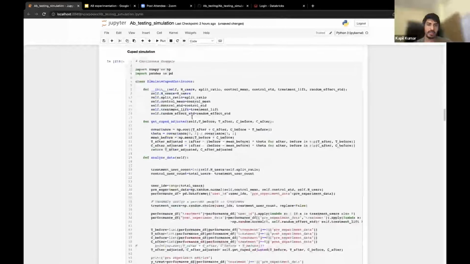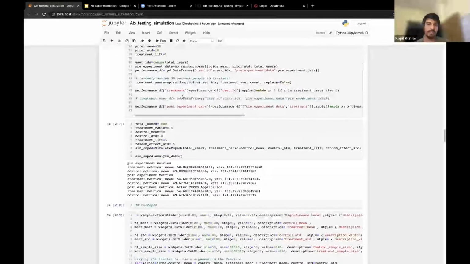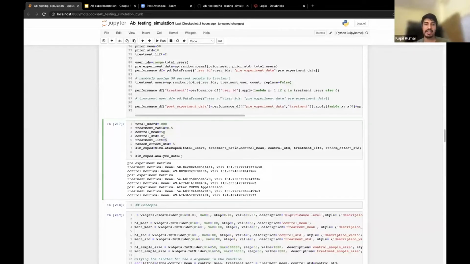Right. For example, we are simulating a test for 1,000 users. We are dividing the users 50% to control and 50% to treatment. Let's say the control mean is 50. The lift that we are introducing is 5. And let's say within the experiment, there are some random variables at play, compared to before the experiment. After the experiment, there are random variables impacting both control and treatment.